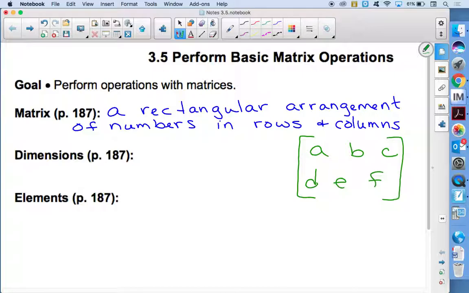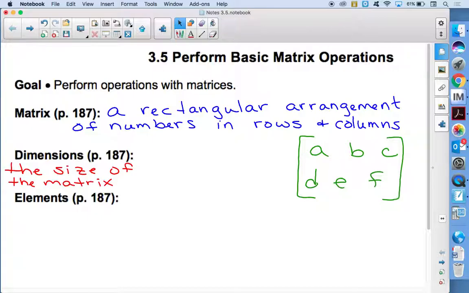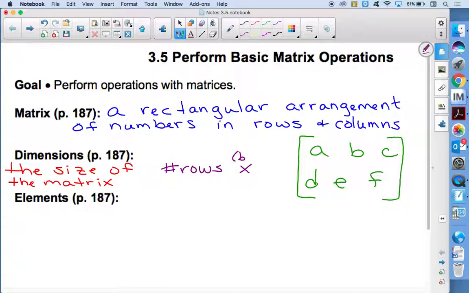So dimensions, if you are given the dimensions of a room or the dimensions of a pool, what are the dimensions describing? What space it takes up, or the size of it. So the dimensions would be the size of the matrix. How big is the matrix? And with a matrix, we go with the number of rows, and then we use a little X, which really means the word by, and then the number of columns.